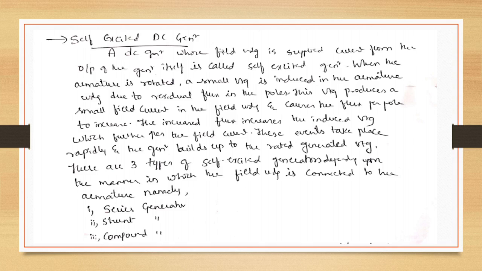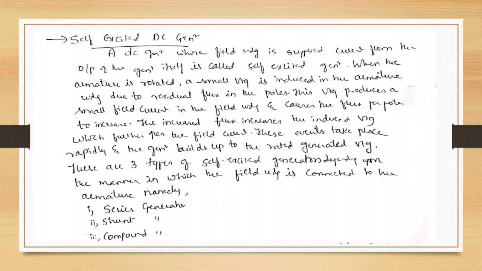A DC generator whose field winding is supplied current from the output of the generator itself is called a self-excited generator. When the armature is rotated, a small voltage is induced in the armature winding due to residual flux in the poles. This voltage produces a small field current in the field winding and causes the flux per pole to increase. Increased flux increases the induced voltage, which further increases the field current. These events take place rapidly and the generator builds up to the rated generated voltage. So whatever voltage is present in the armature when it is rotated, some small amount will be present, and because of residual magnetism, some amount of flux is already present inside the armature.